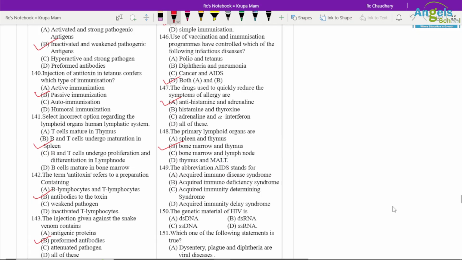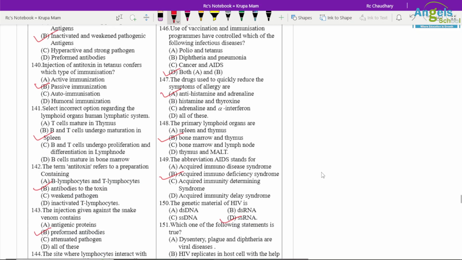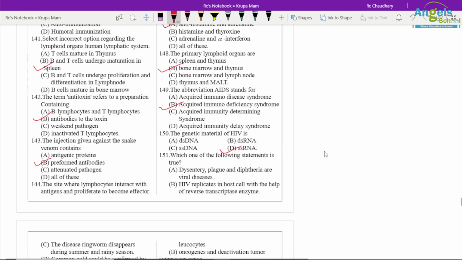AIDS stands for acquired immunodeficiency syndrome, so option B is correct. The genetic material of HIV is single-stranded RNA only. Which of the following statements is true?